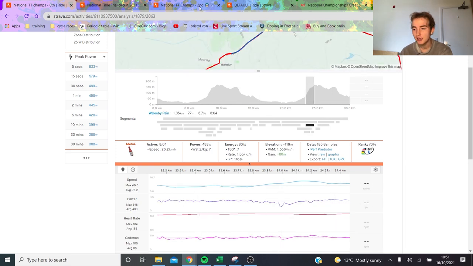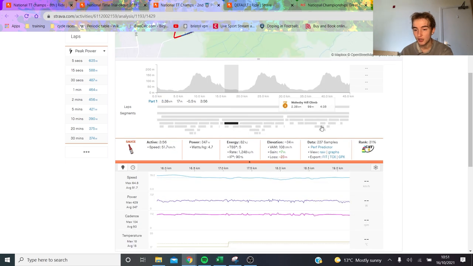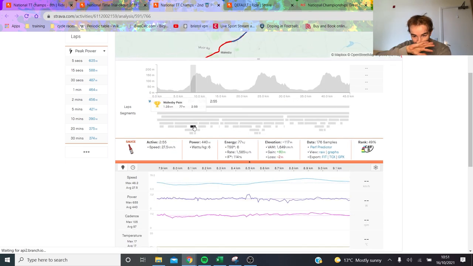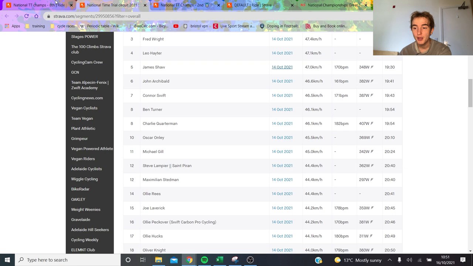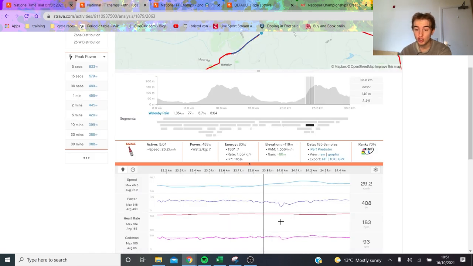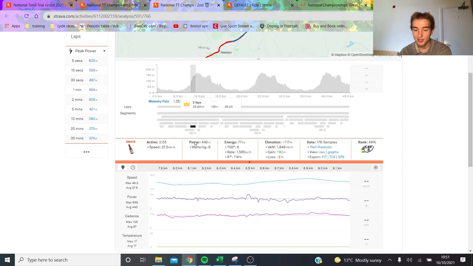26k an hour. So you can see Dan Bigham's pacing strategy was also interesting, because he actually chose to go a lot harder, 440 watts relative to his threshold. He went a lot harder on the climb than Ollie Knight. Again, suggesting that pacing is very important, because look here, 26k an hour up this 6% climb, and he went 27.5 and did 6 watts per kilo. Ollie Knight did 7 watts per kilo.